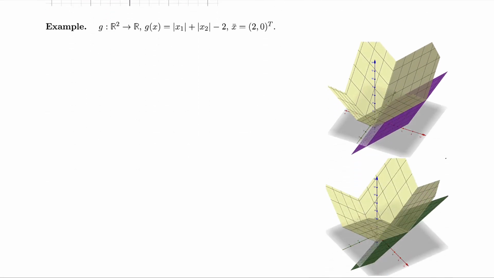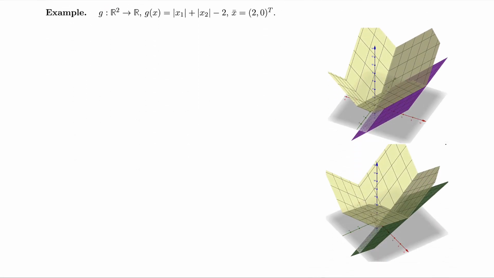We now look at a second example, this time in R2. Suppose g of x is the absolute value of x1 plus the absolute value of x2 minus 2, and x bar is (2, 0). Notice that g of x bar is 0, so the definition of subgradient reduces to s transpose (x minus x bar) is at most g of x.